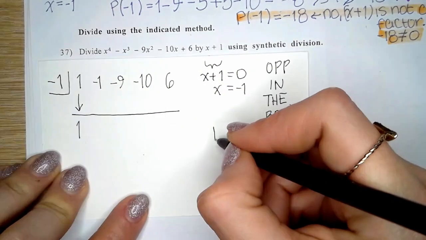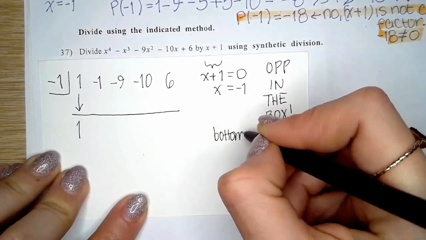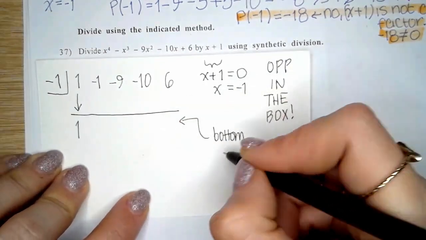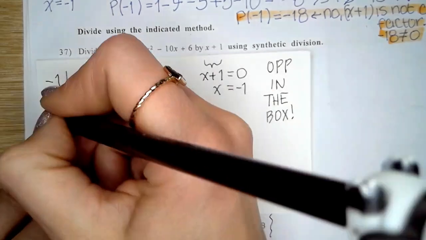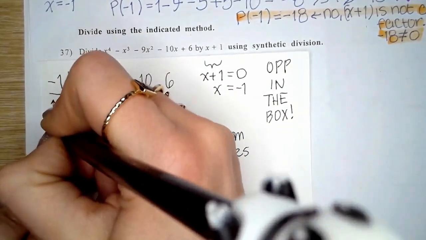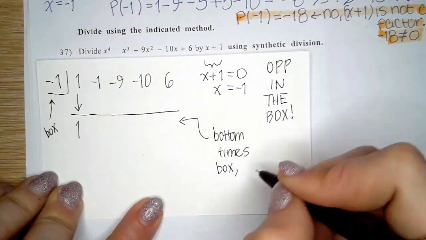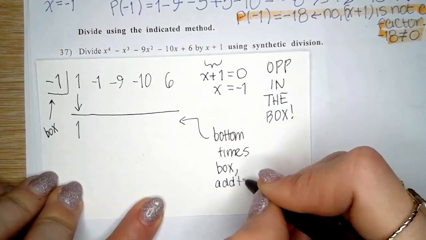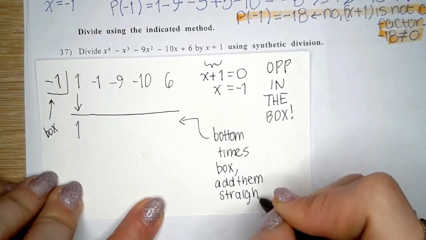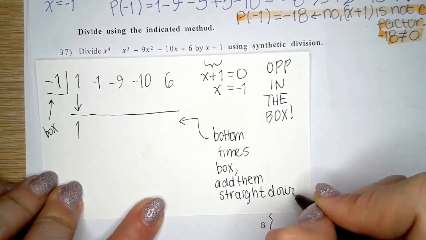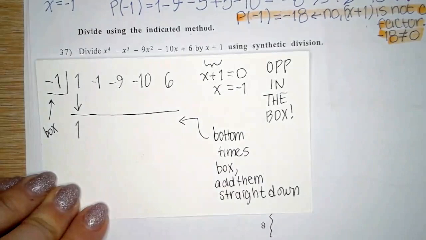And then we say our little line every time. So the line is bottom, meaning bottom number, times box, and by box, I mean the box number, comma, add them straight down. So you just add the numbers. We're not subtracting like with long division. Add them straight down. So I pulled down the first number to start though.